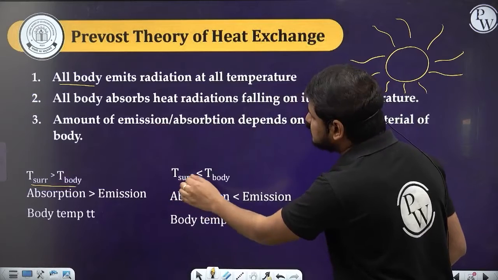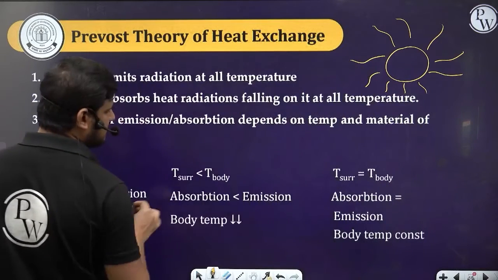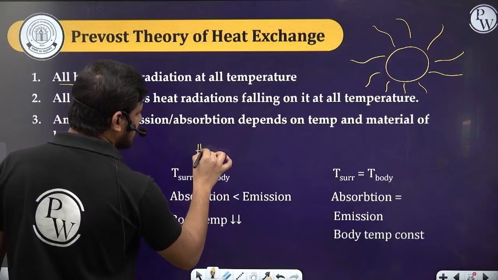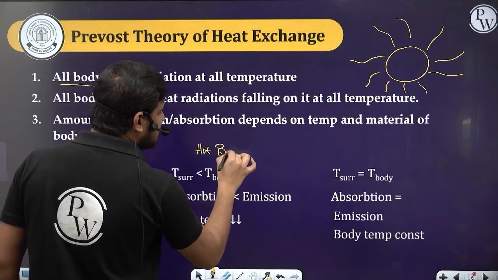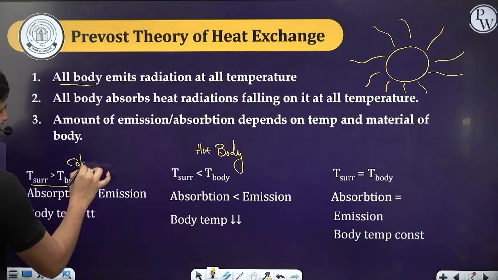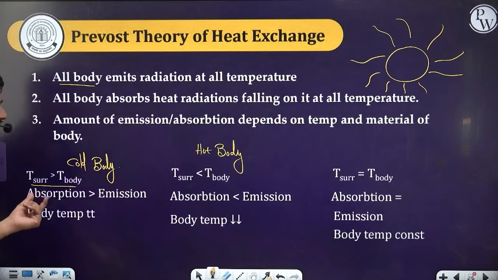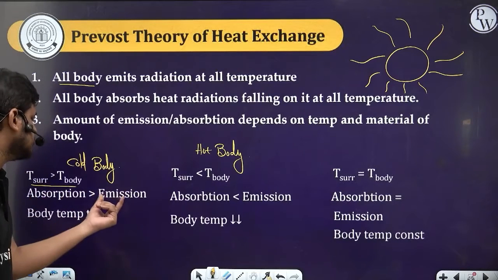If the surrounding temperature is less than the temperature of the body, this means it is a hot body. So a hot body emits radiation, right? And if you place a cold body in room temperature, then what happens? It absorbs. Absorption is more than the emission.